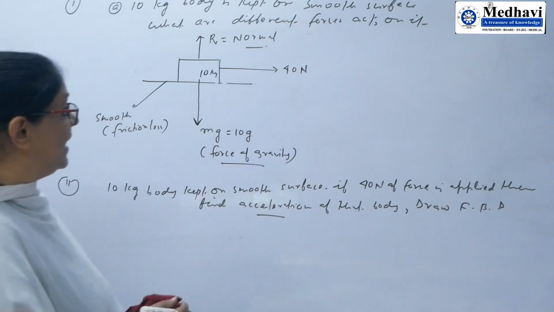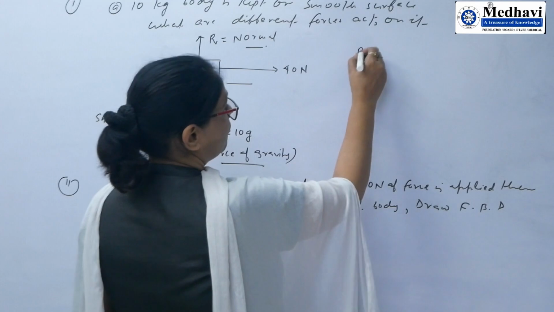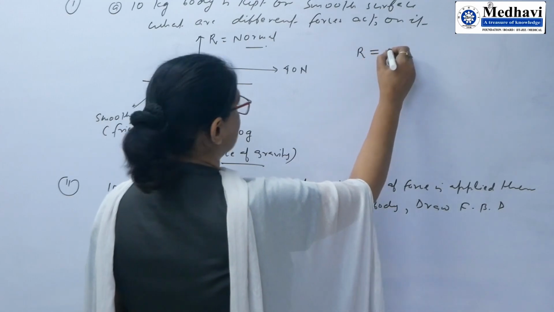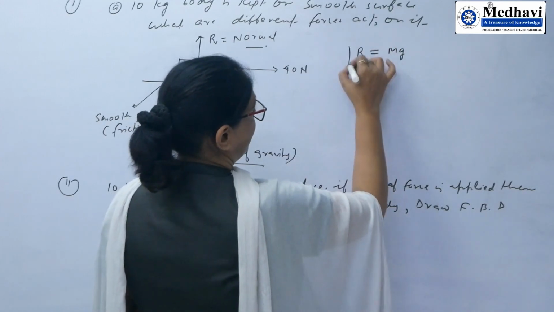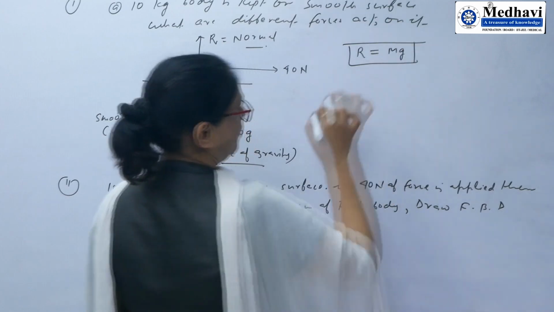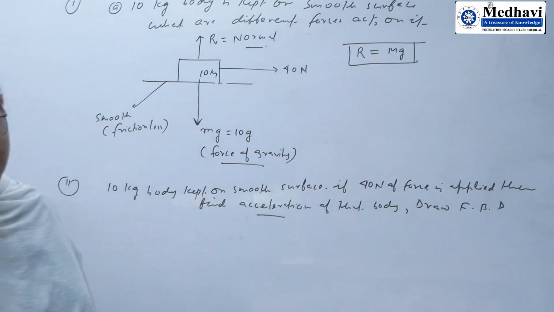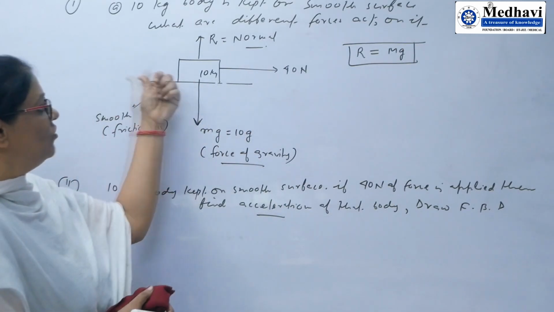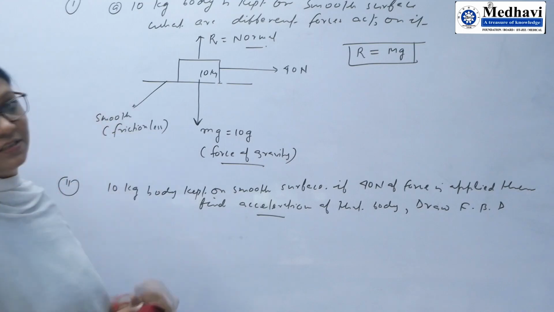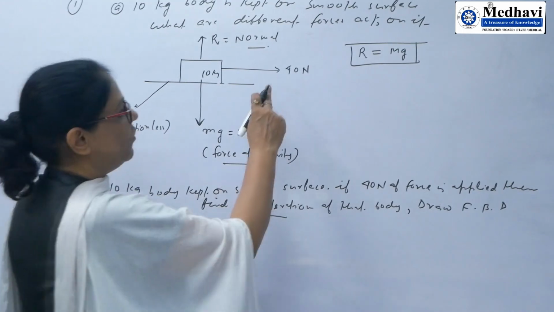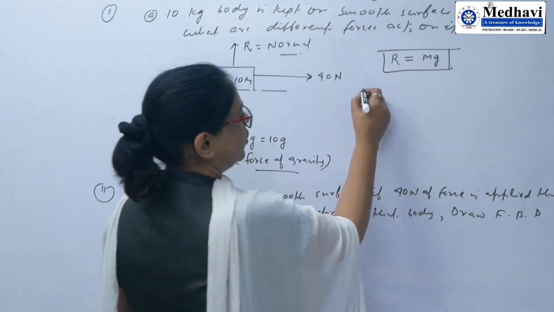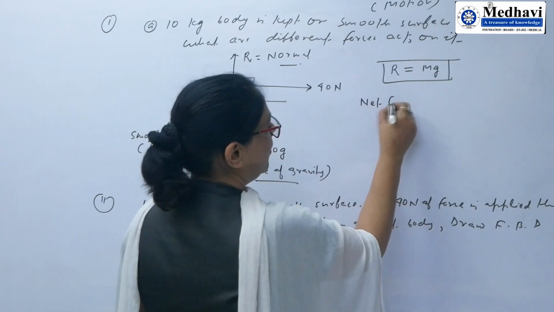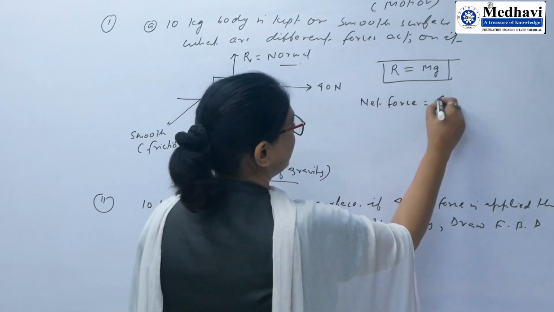So we can say that motion along the y direction is not possible. Why? Because the normal force and the force of gravity are both equal and opposite. On this side, no force is produced because the surface is smooth. Only this force is produced. So the net force acting on the body, we can say, is 40 Newton.